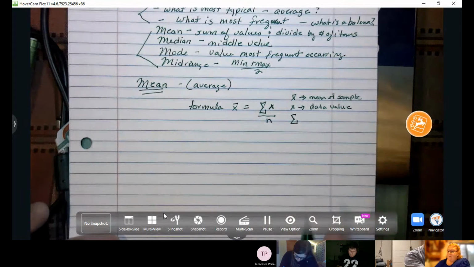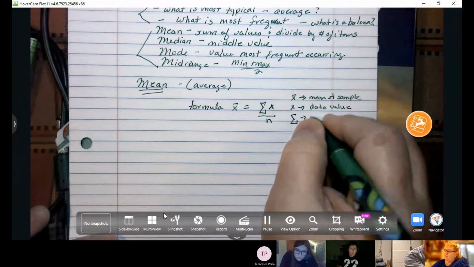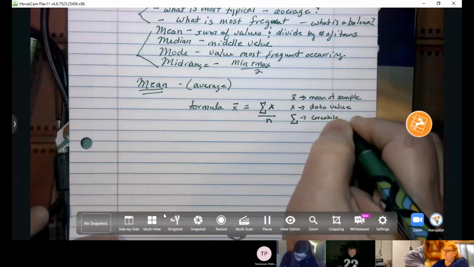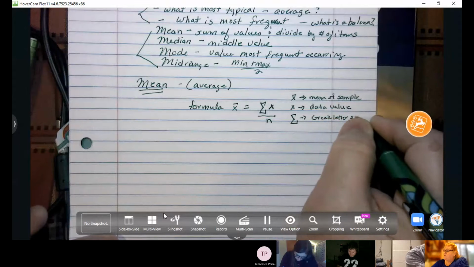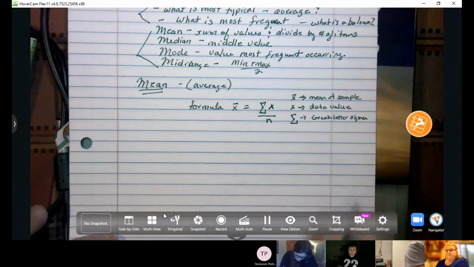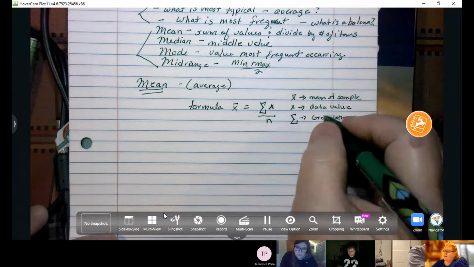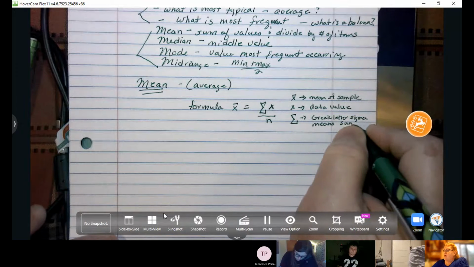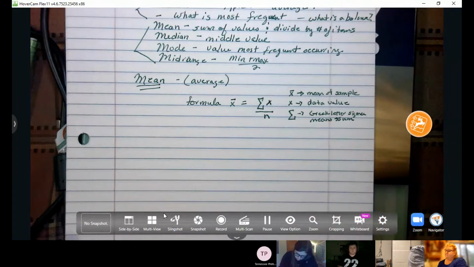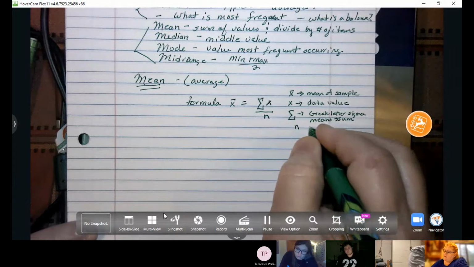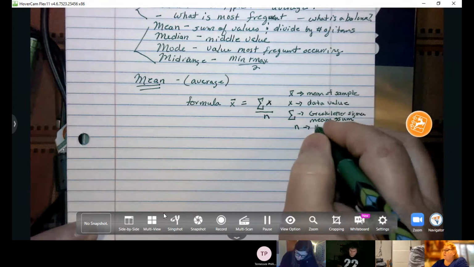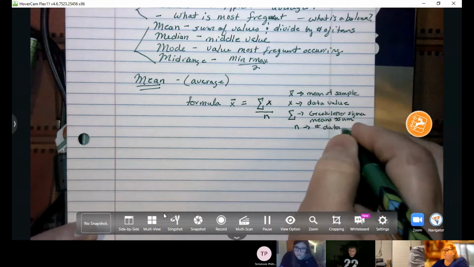That funny looking symbol is a Greek letter called sigma. But the meaning of it is to do a sum. And then the little n means the number of data values.